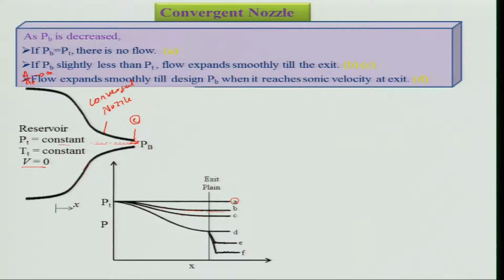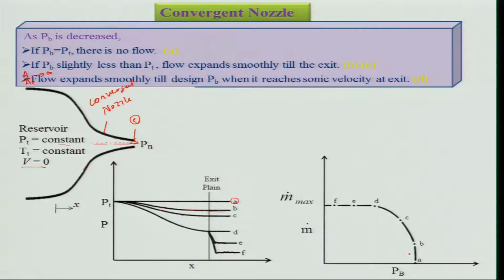As my back pressure is decreasing, my mass flow rate will be increasing, because my velocity will be increasing and my static pressure also will be decreasing. So, if I am here at A, there is no flow, which corresponds to the condition where back pressure is the same as the total pressure in the reservoir. When I go to B, the back pressure is lower than the reservoir pressure, or the total pressure.